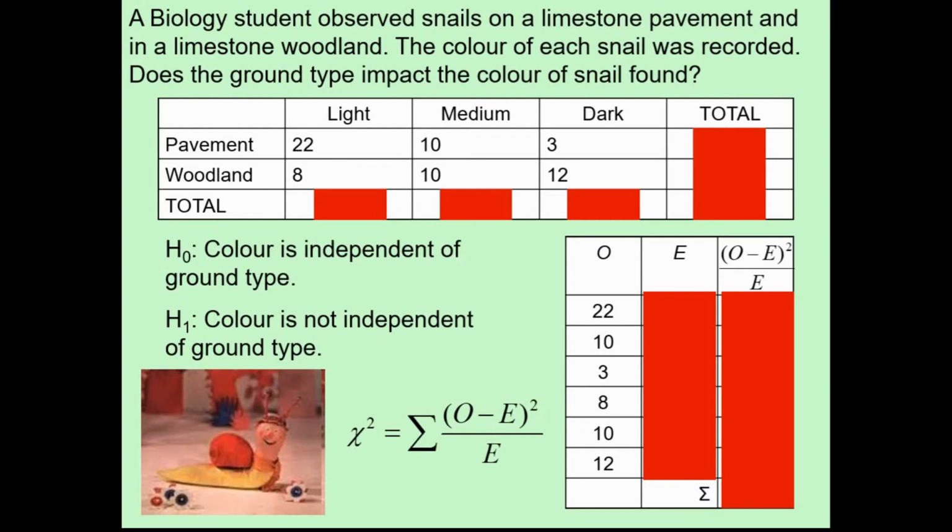So an example here that you've got on your sheet, it says a biology student observed snails on a limestone pavement and in a limestone woodland. The colour of each snail was recorded. Does the ground type impact the colour of snail found? Okay, so we've got here a two-way table, the two ground types, three different colours. We've got 6 pieces of observed data there, and it's nice and easy for us to get these totals.